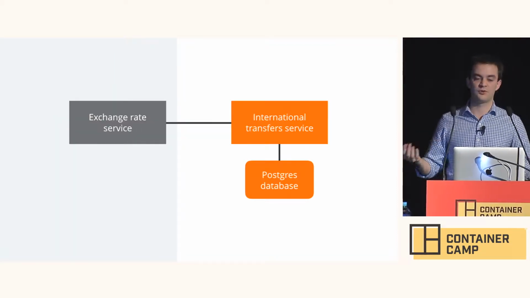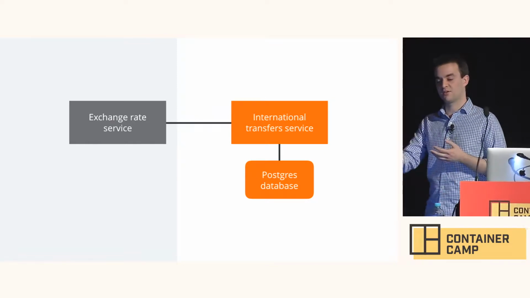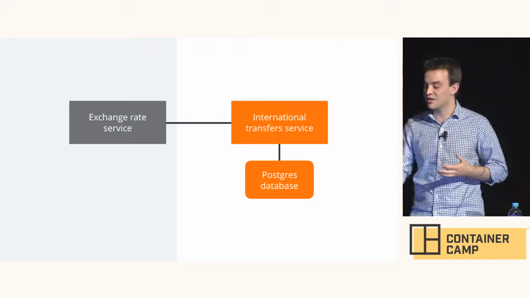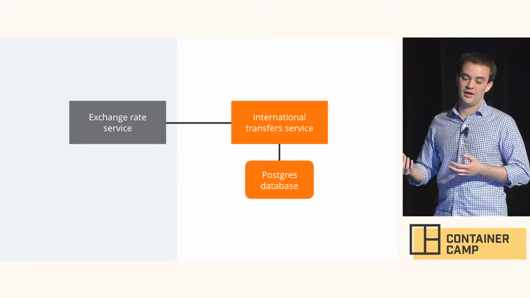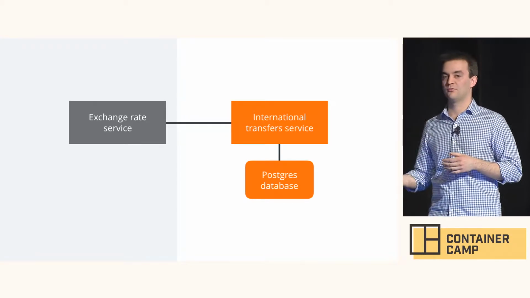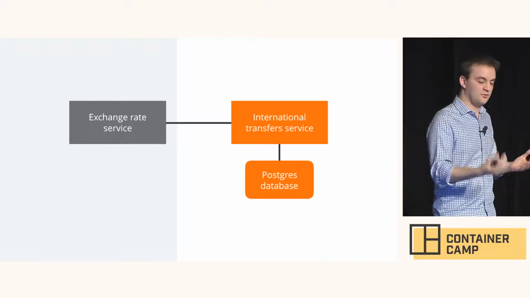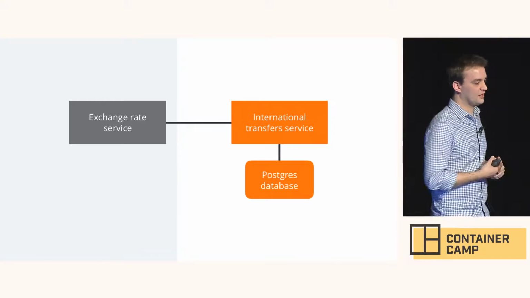Our team is responsible for everything in orange. So we've got our service, and for some reason we've chosen to implement it in Java. And then we've got a database behind it that's using Postgres. And then we consume a service provided by another team called the exchange rate service. So fairly ordinary microservices style architecture.